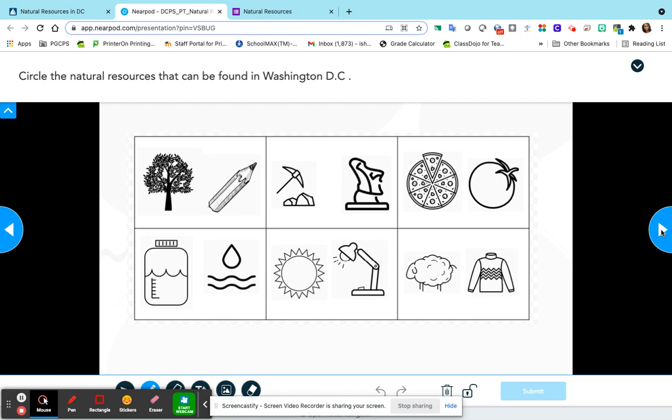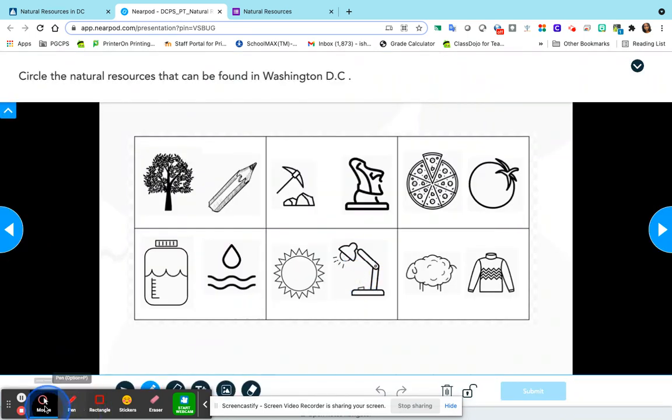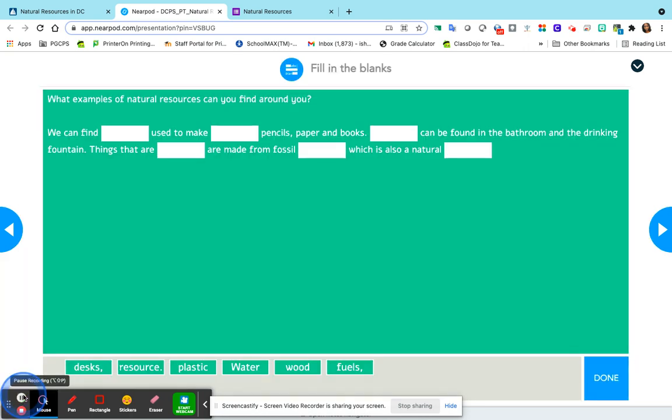Students now have to circle natural resources that can be found in DC. This question asks students to draw a line matching the natural resources to the item that people make them from. Using the information the students learned in the previous slides, students will complete a fill in the blanks.